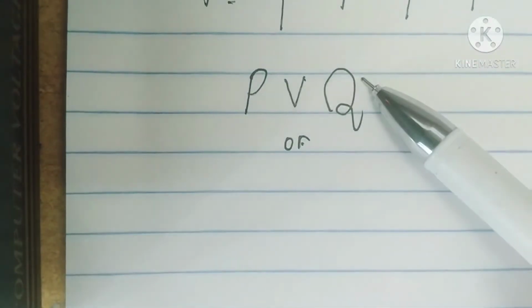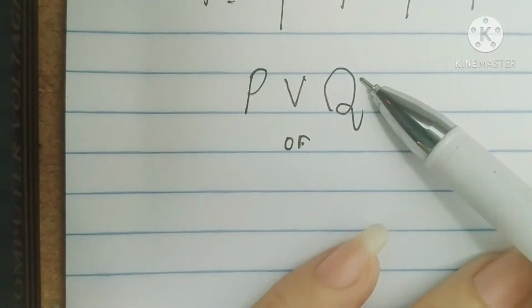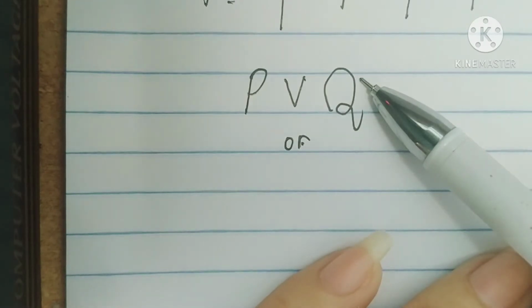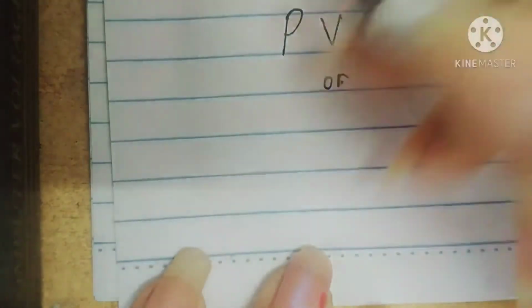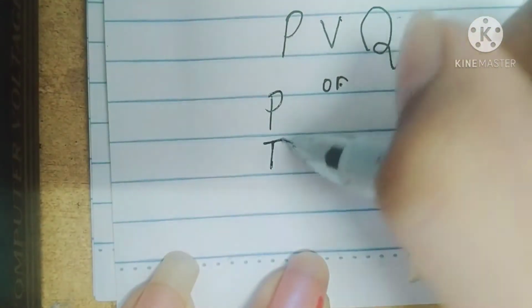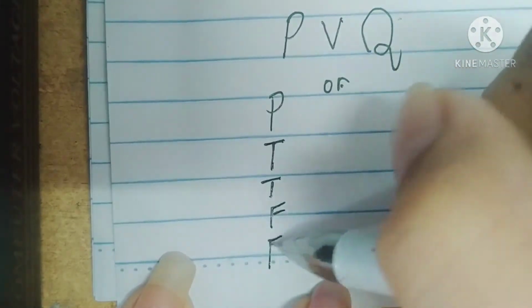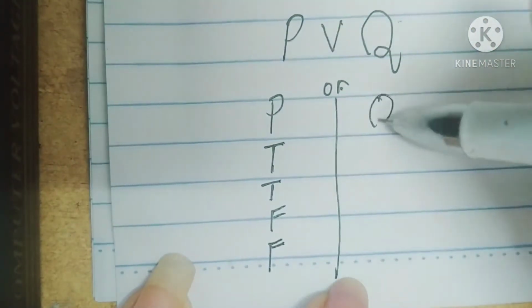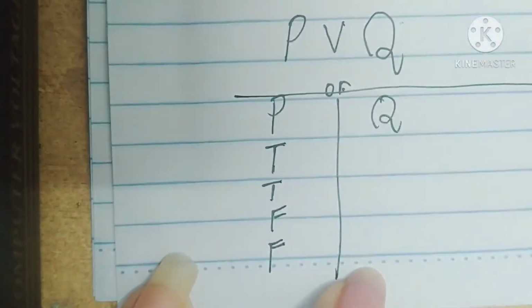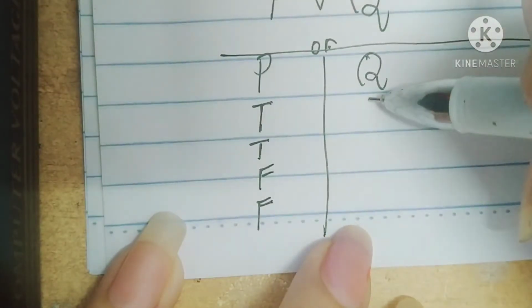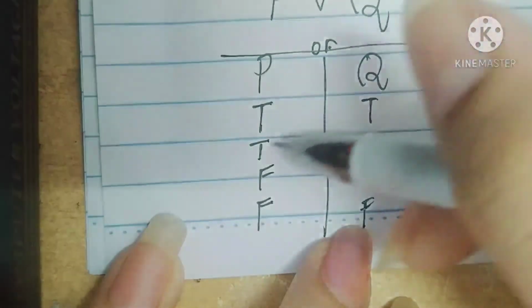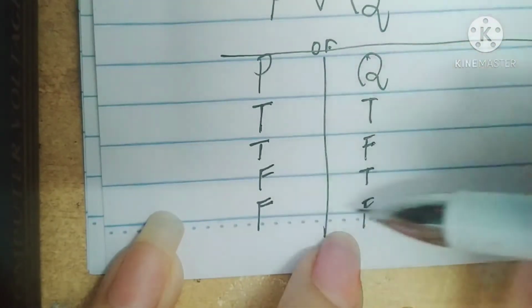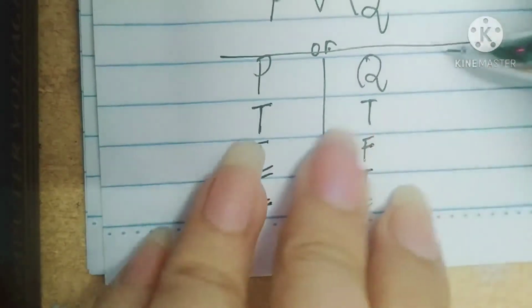The P or Q is an example of an inclusive disjunction. And let's have an example for that. So P, we have true, true, false, false. And then for your Q, you have true, false, true, false. You have true, true, true, false.